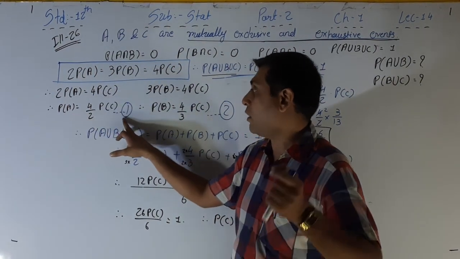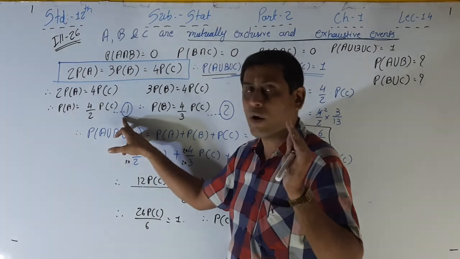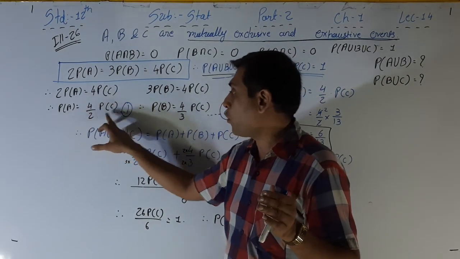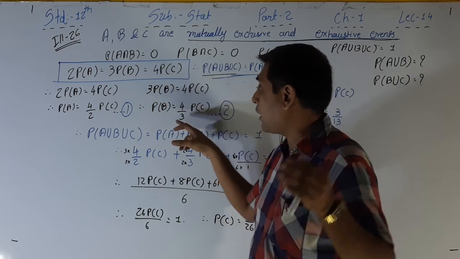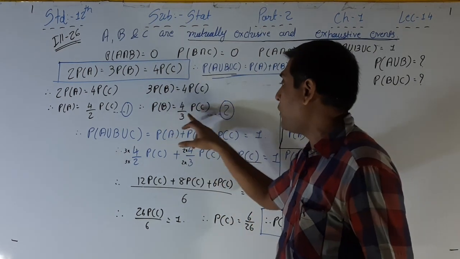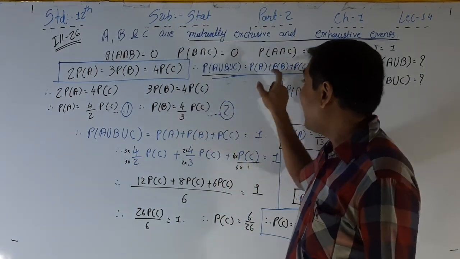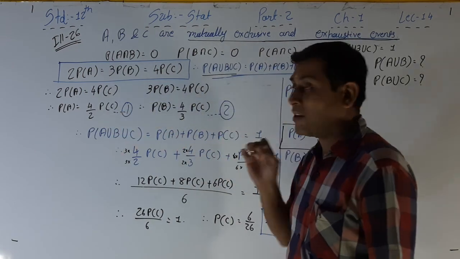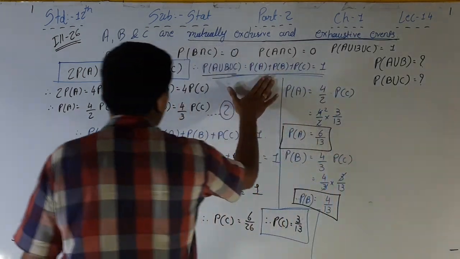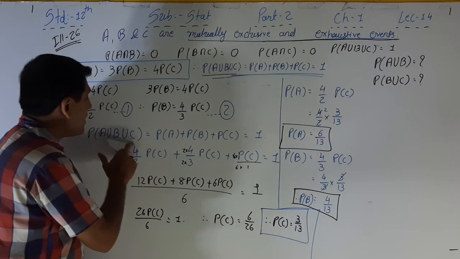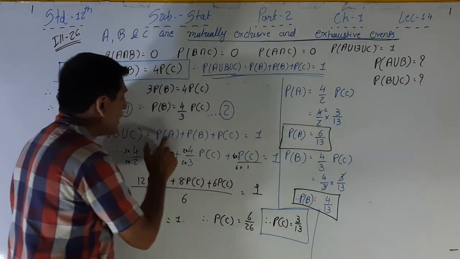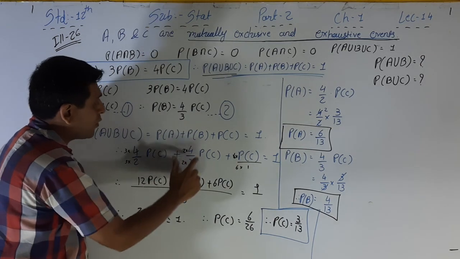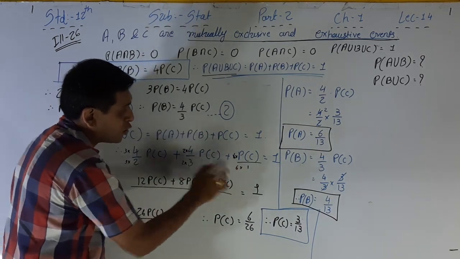Now on the basis of this, 2 P of A is equal to 4 P of C. So I am making one equation: P of A is equal to 4 by 2 P of C. 3 P of B is equal to 4 P of C. Again making a second equation: P of B is equal to 4 by 3 P of C. And now put these two equation values into the formula, that is P of A union B union C is equal to P(A) plus P(B) plus P(C) is equal to 1. A is equal to this, B is equal to this, and C as it is, no change.